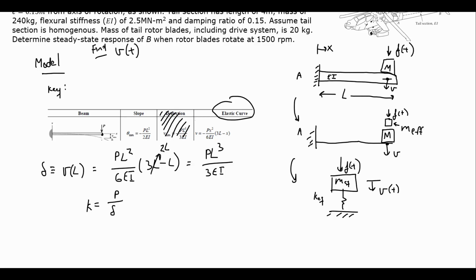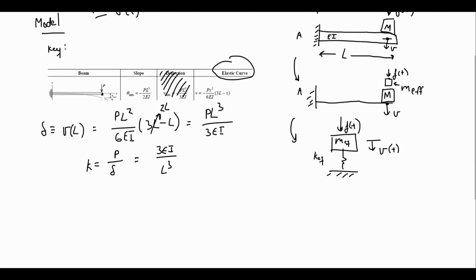Right, so rearranging this, and we've seen a cantilever before here. I want my P over delta, so this is going to be 3EI over L cubed. Right, so that's for these boundary conditions and for the point at the end of the cantilever, which I'm going to be calling that deflection delta. That's the degree of freedom I'm tracking. All right, so that is our equivalent stiffness. So now we can worry about MEQ.